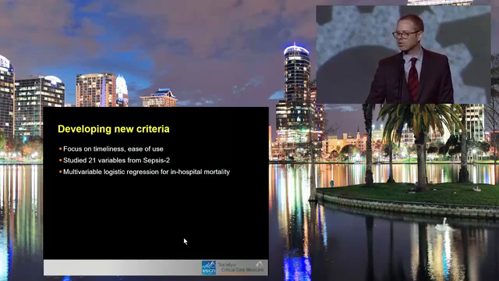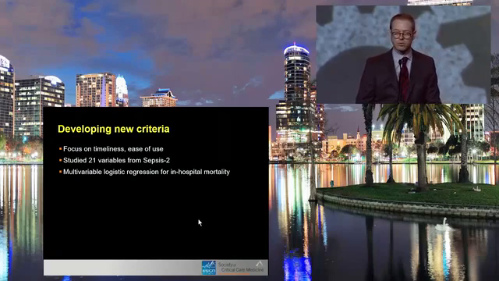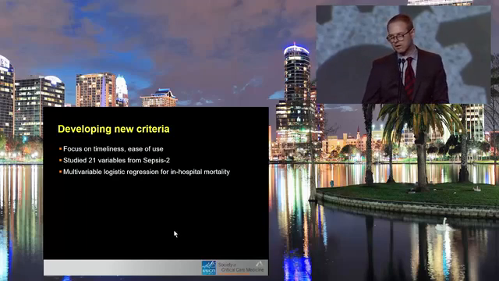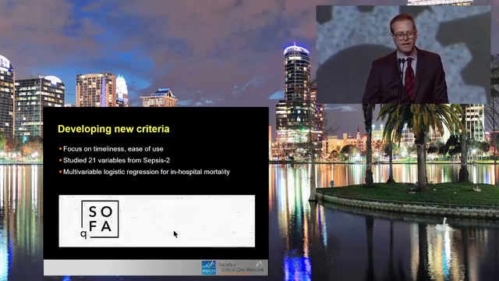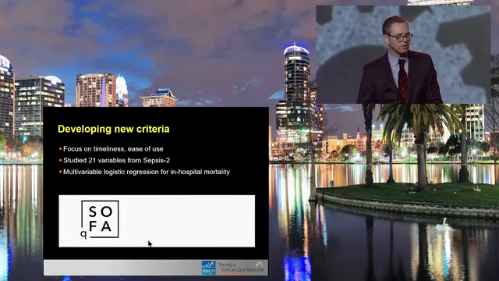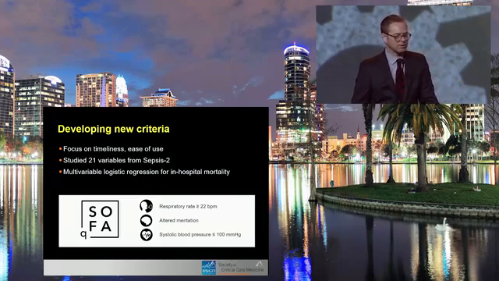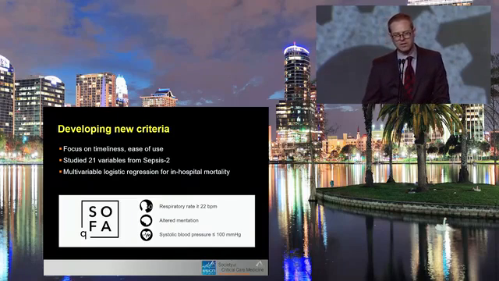To this end, we studied 21 variables that were in Sepsis 2, or the 2001 document referred to by Dr. Deutschman, and used multivariable logistic regression for in-hospital mortality. And we developed what's called the qSOFA, or Quick SOFA score. This has 3 variables and ranges from 0 to 3, where a patient would get 1 point for elevated respiratory rate, a point for altered mentation, or a point for low systolic blood pressure.